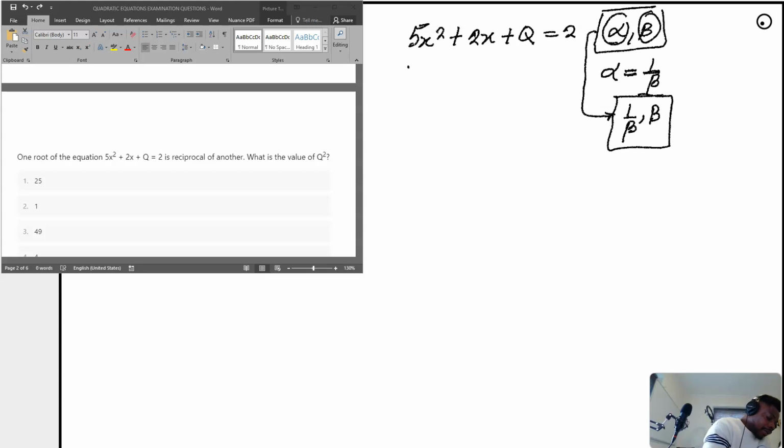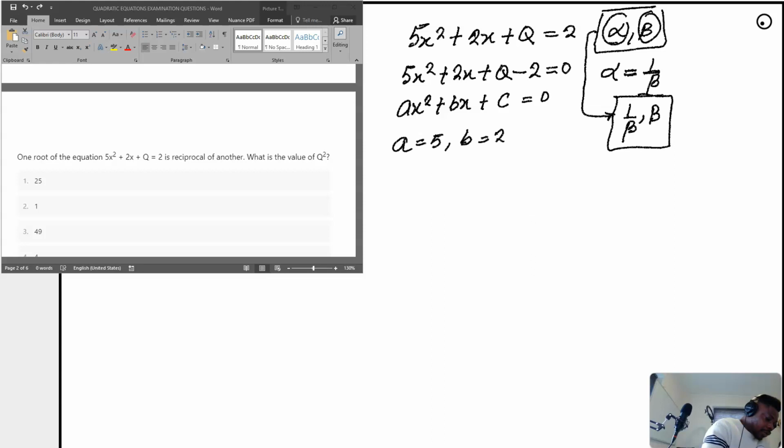So here we can say 5x squared plus 2x plus q. Let's bring this to the other side. So minus 2 is equal to 0. So let's compare with ax squared plus bx plus c is equal to 0. So our a will be 5, our b will be 2, and our c will be q minus 2. So we can say, remember that alpha plus beta, which is the sum of roots, is minus b over a, and alpha beta, which is the product of roots, is c over a.